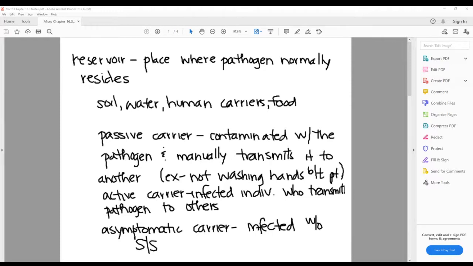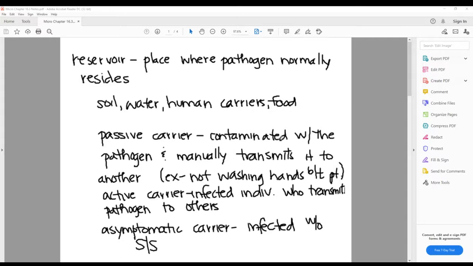Now, when we talk about human carriers, we have passive carriers who are contaminated with the pathogen and then manually transmit it to someone else. So they're not infected with it. They're carrying it on their person. An example of this would be a healthcare provider treating one patient and then treating another patient without washing their hands in between. So they've maybe picked up something on their hands and now they're transmitting it to someone else. They themselves are not infected with it. They're just carrying it on their body, okay?